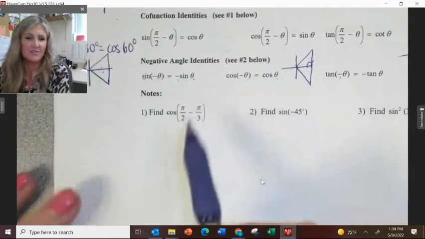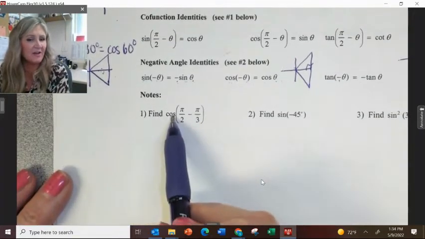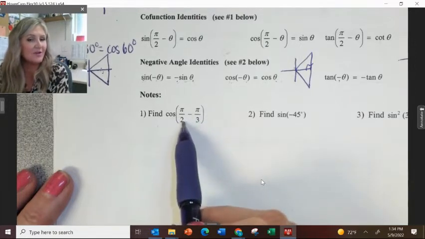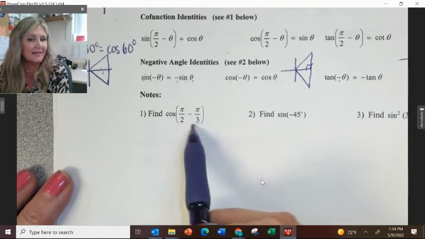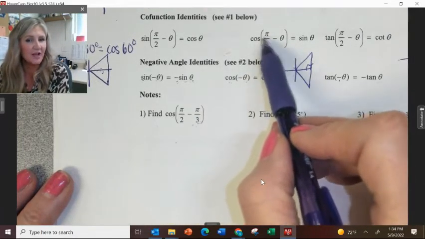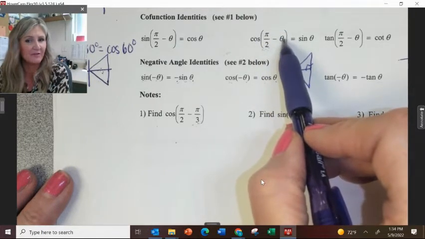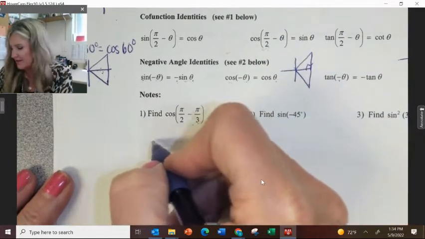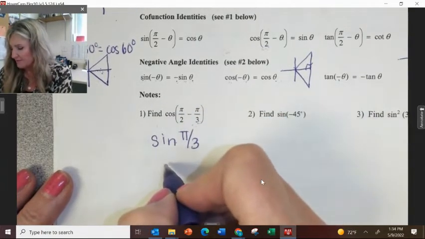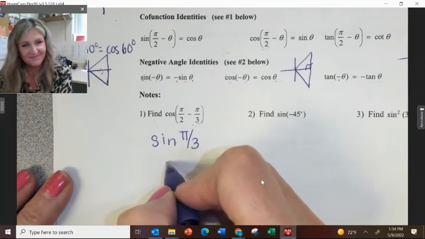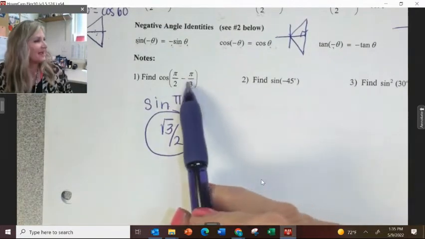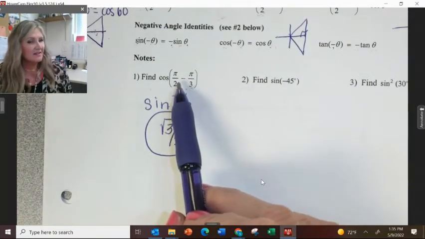All right, let's do some problems here. We've got the cosine of pi over 2 minus pi over 3. What I could do is get a common denominator, subtract these, and then evaluate. But if I just look at this right here, the cosine of pi over 2 minus pi over 3 will be the same thing as the sine of what? And what is the sine of pi over 3? Good. So that was faster, wasn't it, than trying to actually figure out what this is? You see what I mean?